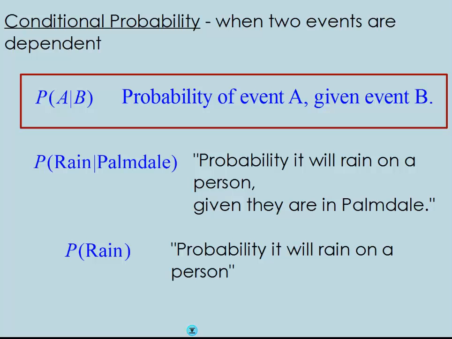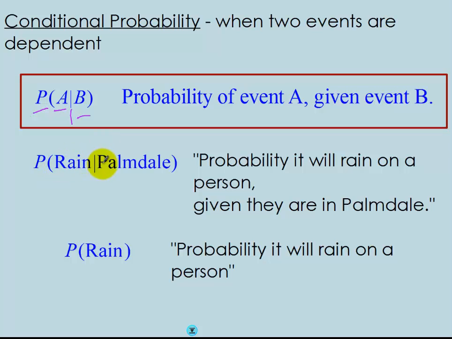Let's begin. So what is a conditional probability? It's when two events are dependent. So the way to write a conditional probability looks like this. Probability of event A given event B. So you have this line right here, so we read that as "given." So probability of event A given event B.